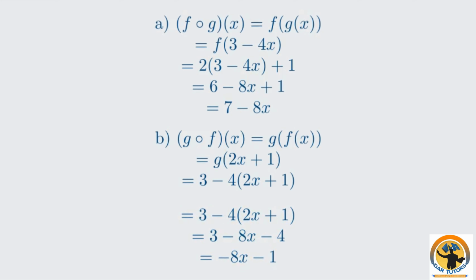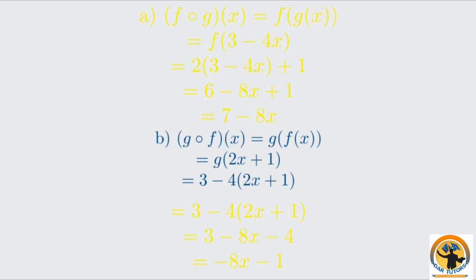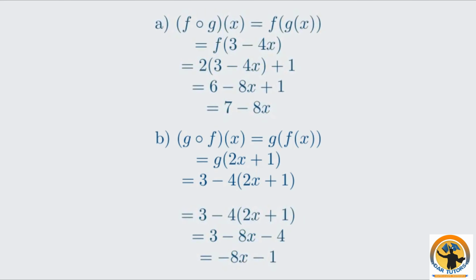As you can see, 7 minus 8x is not the same as negative 8x minus 1. This confirms that the order in which you compose functions matters a great deal. Sometimes, you may need to evaluate a composite function at a specific numerical value. There are 2 methods to do this.